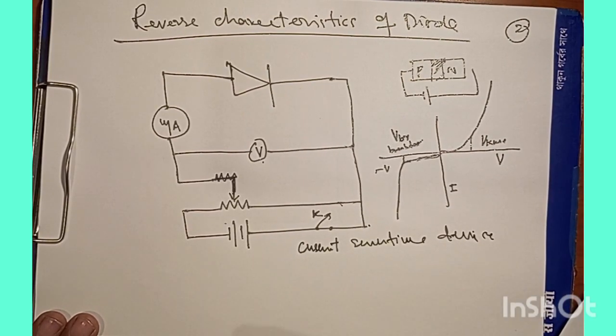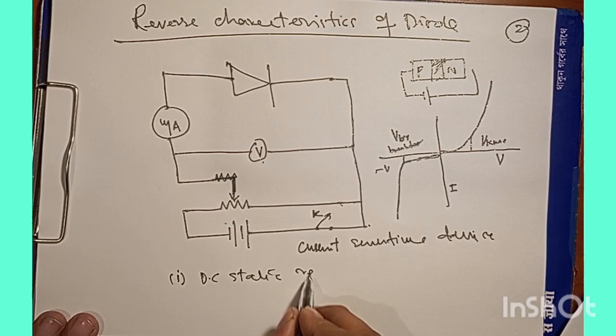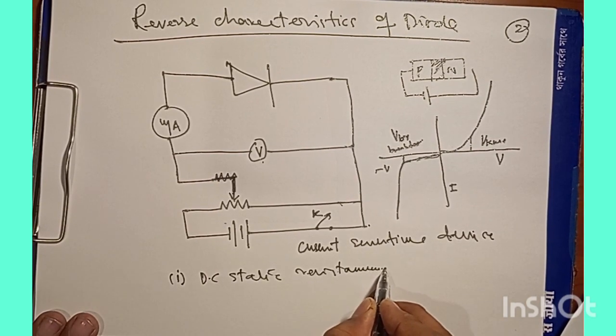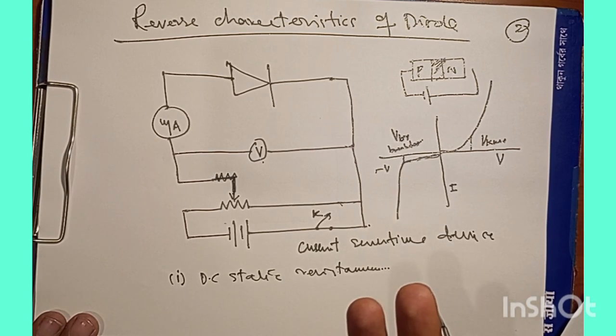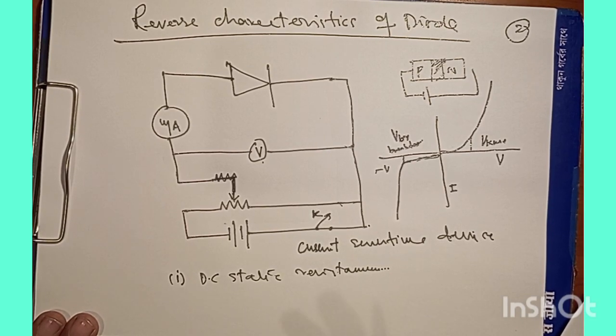Now, if we have to define some basic terms regarding the PN junction, number one is what is called the DC static resistance. In a junction diode, current does not linearly follow applied voltage, so it does not obey Ohm's law. Thus a junction diode is an example of a non-ohmic conductor. The resistance of the diode is a function of the operating current. So the diode has two possible resistances.